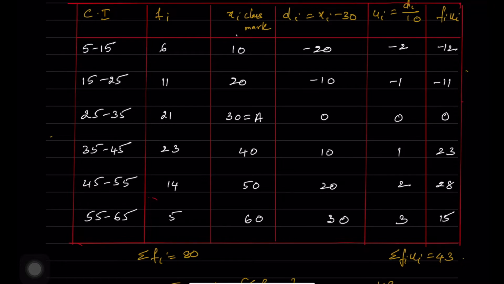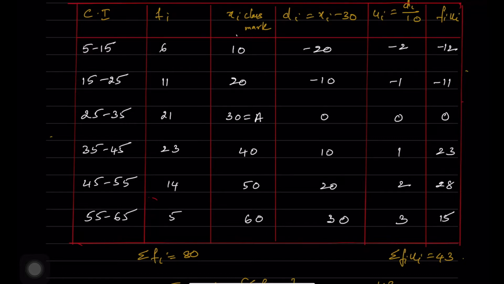We are taking in this problem the assumed mean a as the third value. Therefore di is equal to xi minus 30. So 10 minus 30 is minus 20, 20 minus 30 is minus 10, 30 minus 30 is 0, then 10, 20, 30 we get. Now ui is equal to di by 10, that is you divide by the class size, h, which is 10. So minus 20 by 10 is minus 2, minus 1, 0, 1, 2, 3 we get.